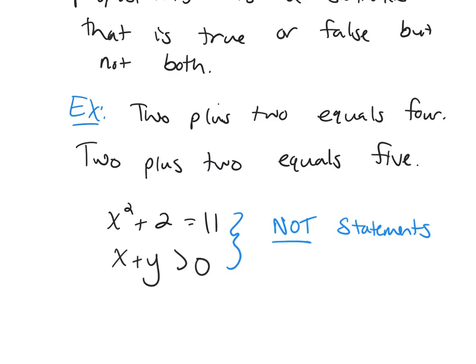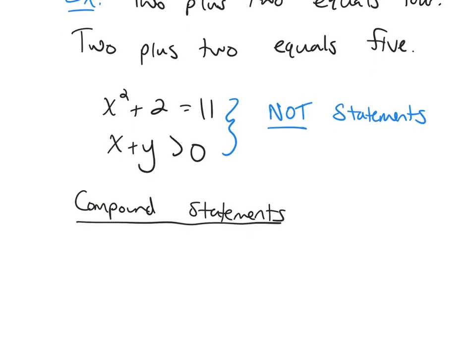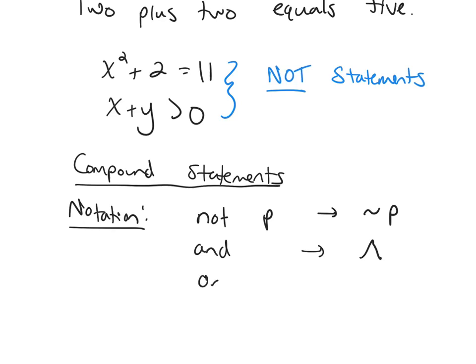And then I want to end by talking about what are called compound statements. So we're going to use some notation when we talk about compound statements. If we're going to say not P, we're going to use the symbol tilde P. If we use and, we're going to use a symbol. When we use or, we're going to use a symbol.